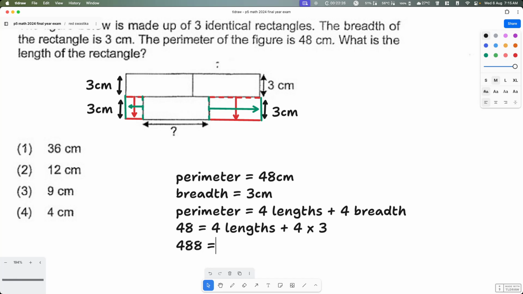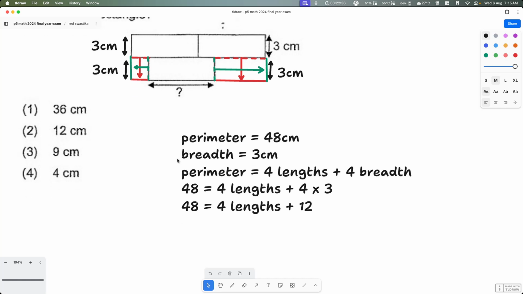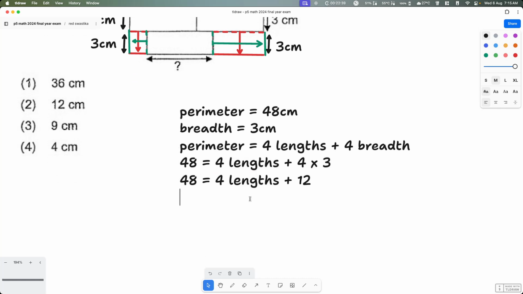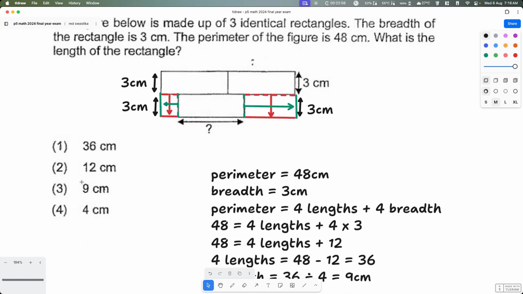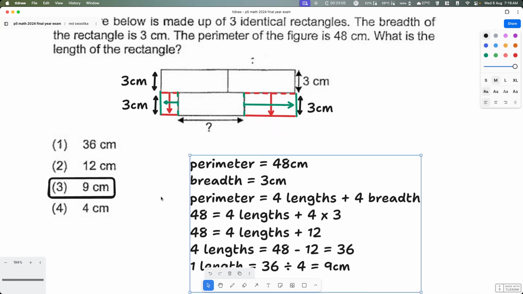So 48 is equal to, in this case, 4 times 3 is 12. Then 4 lengths will be 48 minus 12, which is equal to 36. So 1 length is equal to 36 divided by 4. This will give us 9 centimeters. So the answer to this is 9 centimeters. That's what you see over here. So there we go.